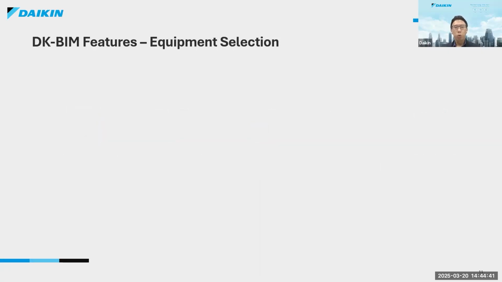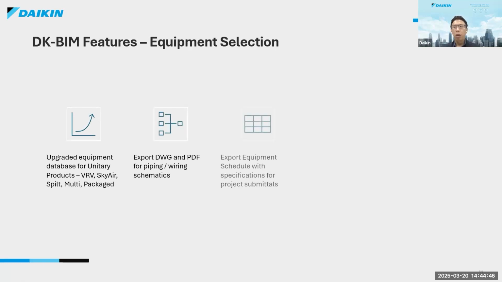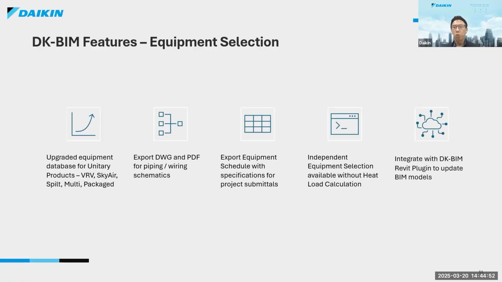For equipment selection, we go one step further into the business of our unitary product, where the selection of VRV, Sky Air, Split, Multi, and Package units can be made within one single project file. This puts ease on project designers who want the summary report to cover all related equipment. In the equipment selection, the piping and wiring schematics can be generated for a simple evaluation of feasibility. The results can be exported in a DWG or PDF format for ease of deployment in project documentation.